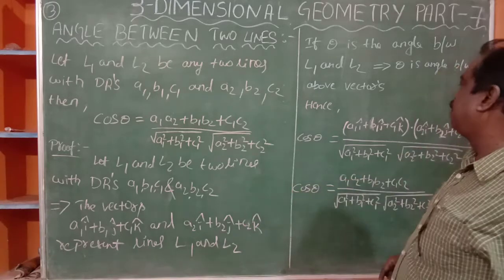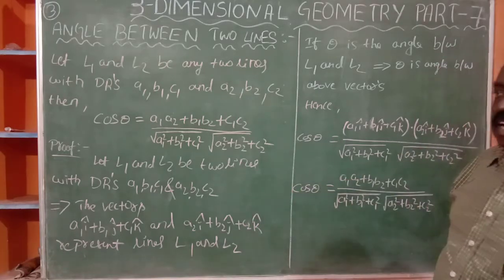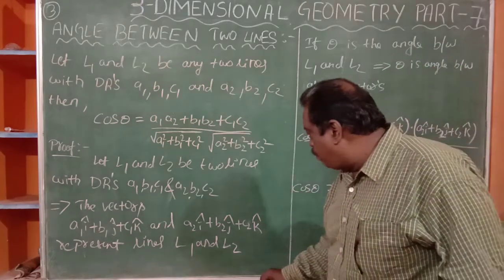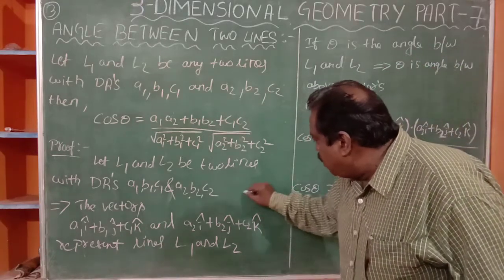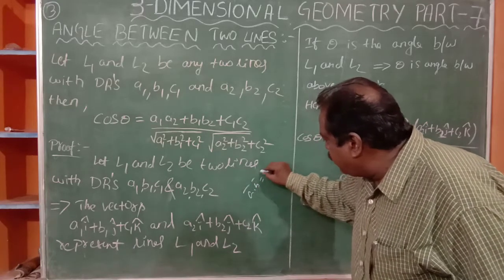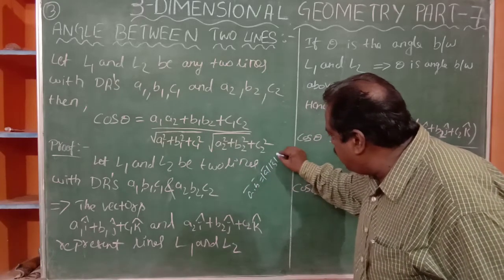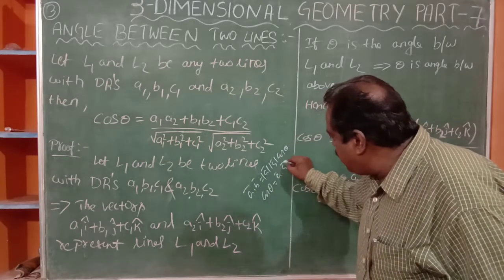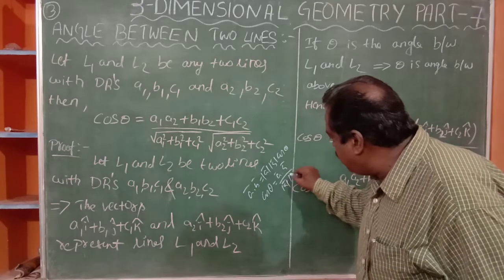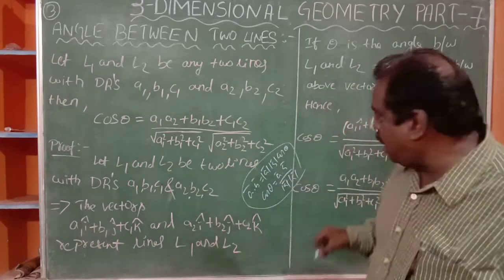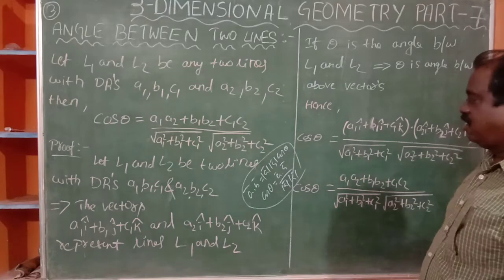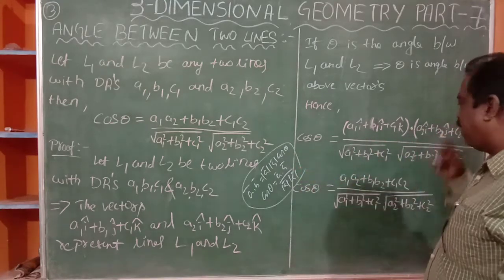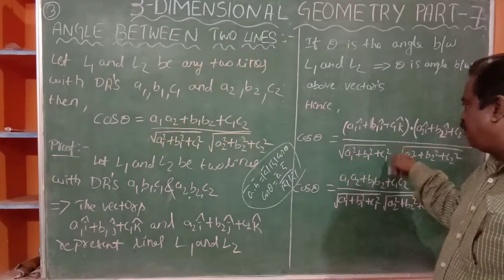Now, using the dot product, A bar dot B bar is mod A bar mod B bar cos theta. Then cos theta is A bar dot B bar by mod A bar mod B bar. Here I am using this: cos theta is A bar, the first vector, dot B bar, the second vector, by its modulus.